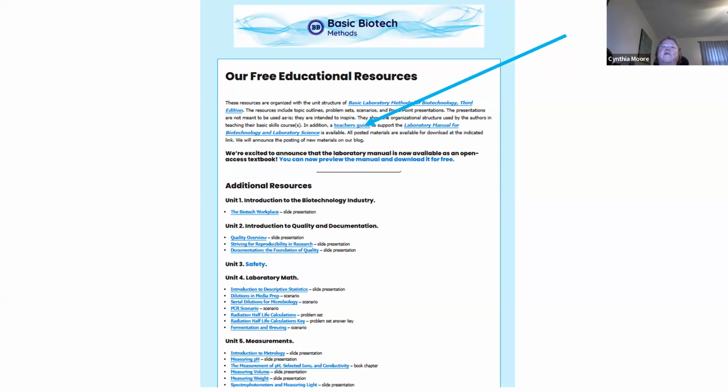Among the resources, we've got slide presentations, various scenarios for students to work through, and problem sets with answer keys. I will particularly draw your attention to the bottom of the screen where it says the measurement of pH, selected ions and conductivity. This is actually a full chapter from our big book, so you can get a feel for that. If you would like more information about pH, it goes into a fair amount of depth on that.